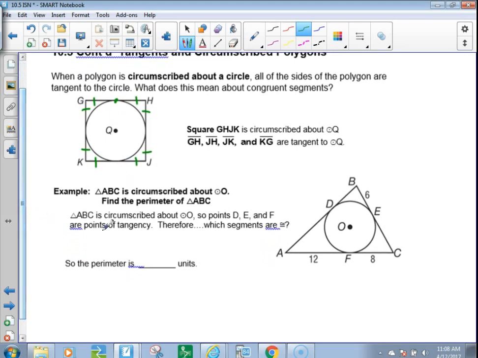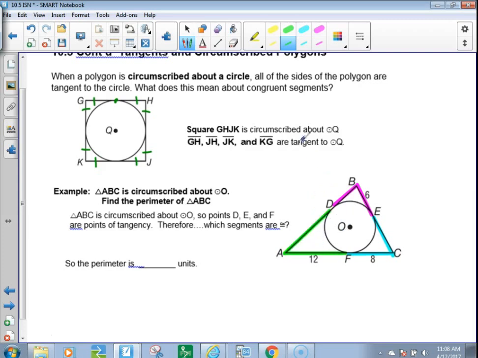Here's an example of how to use that. Remember that tangent segments from an exterior point of a circle, points that are outside of a circle, where you draw the tangent lines to the circle, have to be equal, which means that I'm going to do some highlighting here. If you like to do highlighting, I'm going to use 4 colors. PB would be congruent to BE. EC would be congruent to FC. AF would be congruent to AD.